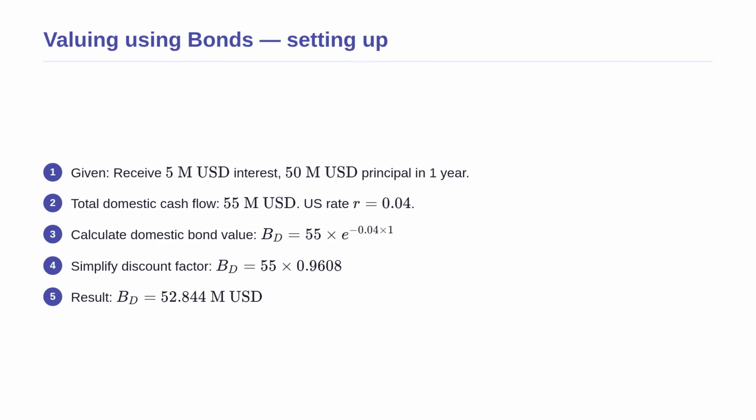First, we calculate the domestic bond value. The company receives a 5 million interest payment plus the 50 million principal, totaling $55 million in 1 year. We discount this 55 million back to today using the US rate of 4%. This gives us a present value of 52.844 million US dollars.